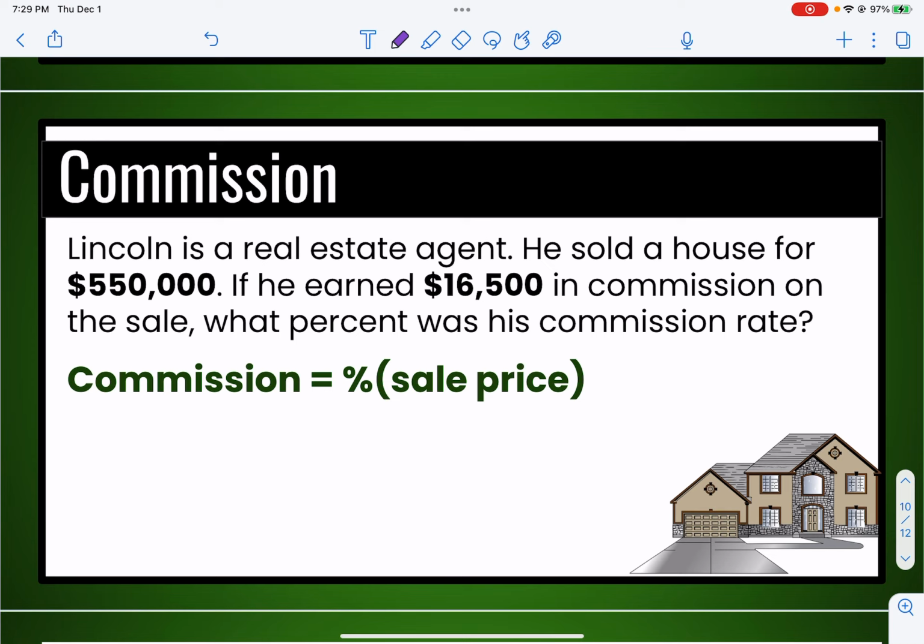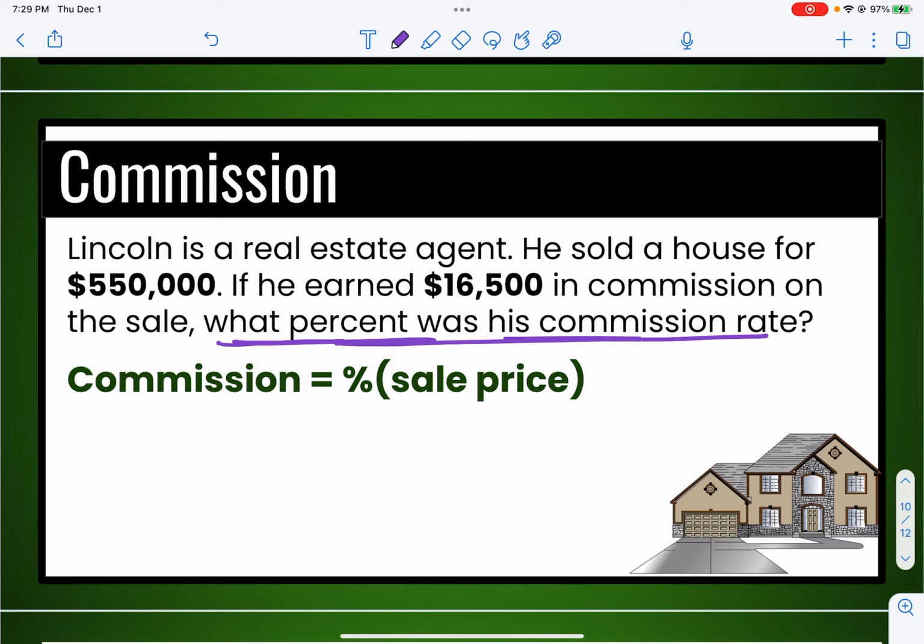Whoa, we haven't done one like this. Immediately I can see this one is different. I don't have a percent sign in there anywhere. Okay, they didn't give me the percent, but that is what I'm looking for in this problem. I'm looking for the percent.